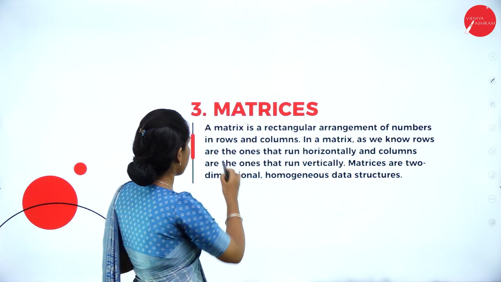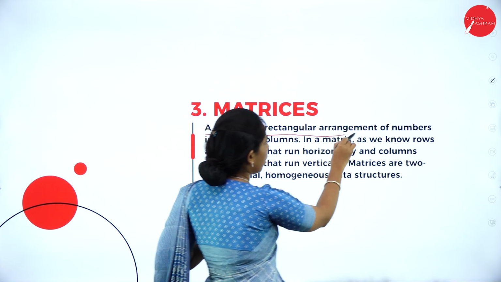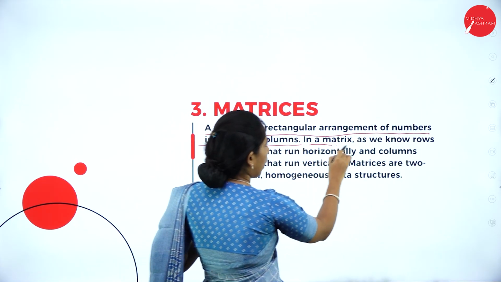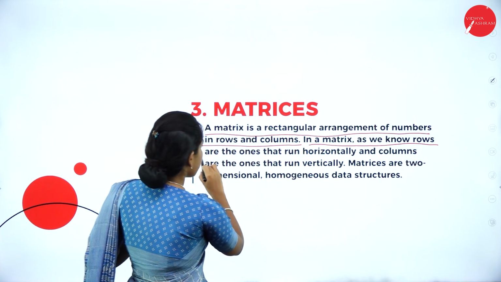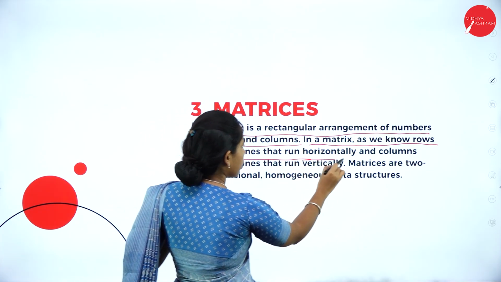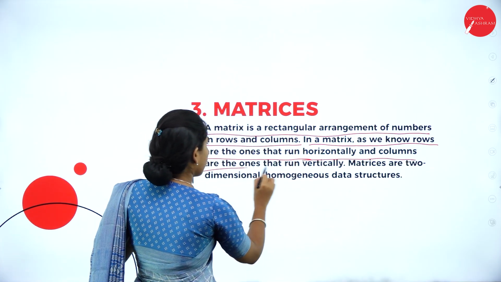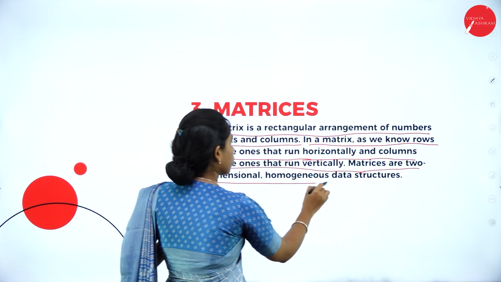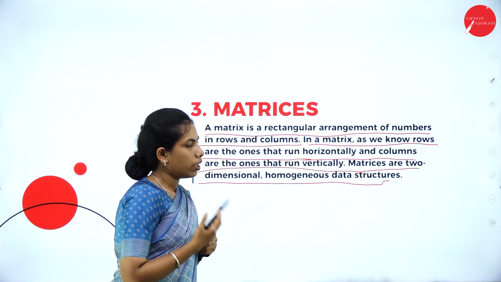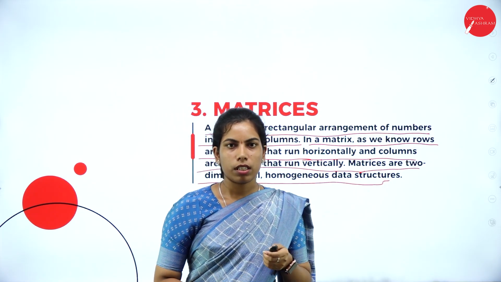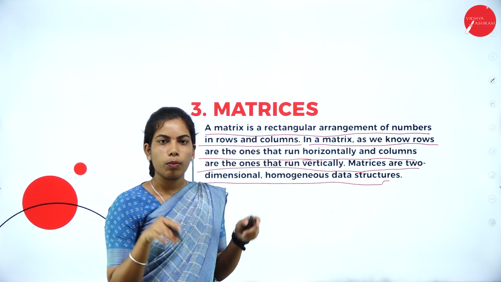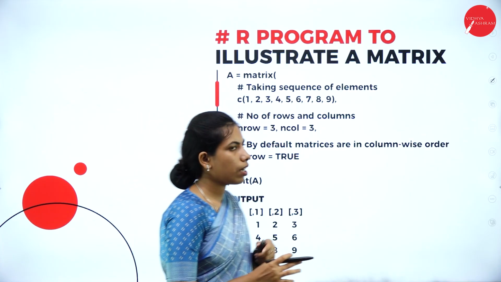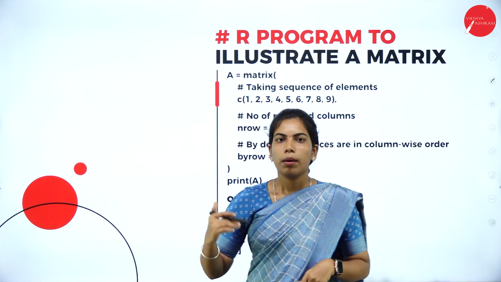A matrix is a rectangular arrangement of numbers in rows and columns. In a matrix, as we know, rows run horizontally and columns run vertically. Matrices are two-dimensional and homogeneous data structures. So a matrix should have homogeneous types only, not heterogeneous. Here you can see an example of a matrix.